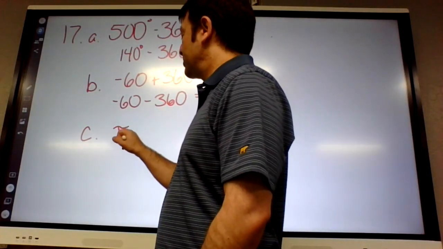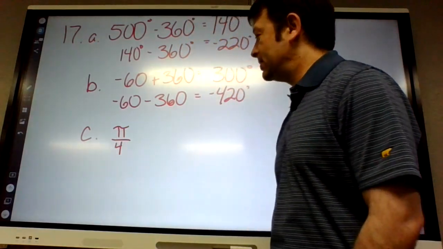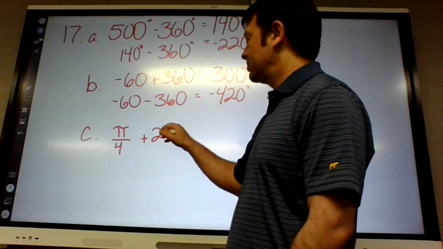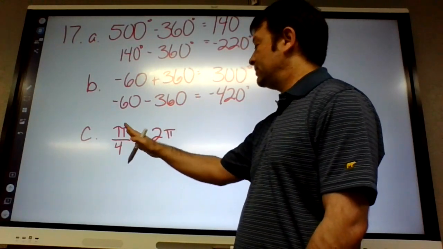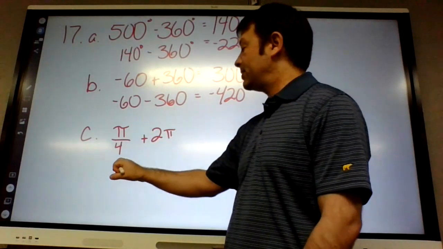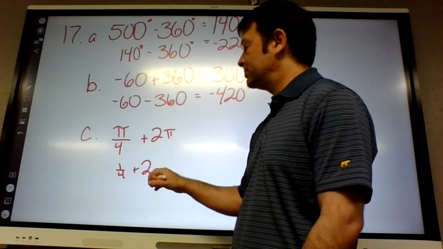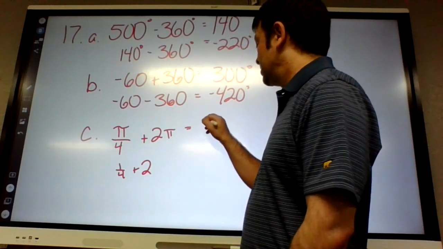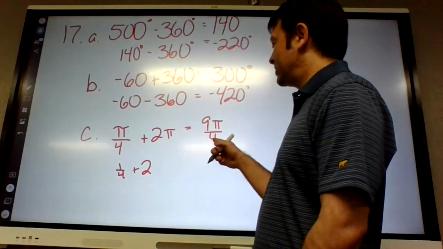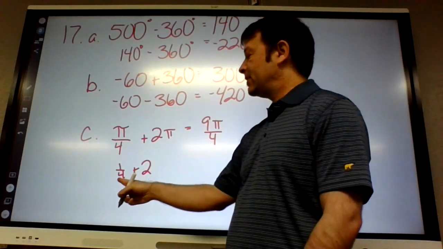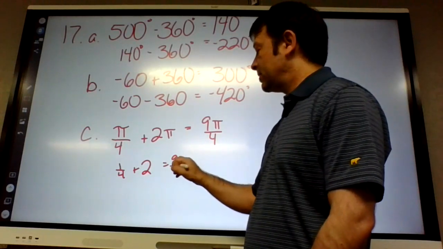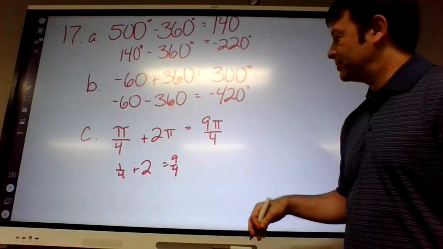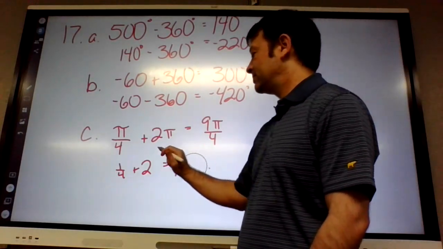C says pi over 4, so in other words, we probably should stick to radians. So instead of adding 360, what am I going to add? 2 pi. You don't really need to plug the pi in the calculator. You could just plug in 1/4 plus 2, which is 2 1/4, which is 9/4. Your calculator might say 2 1/4, which is correct, I guess.